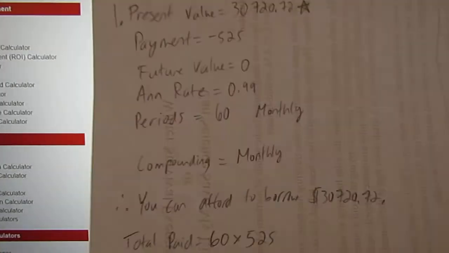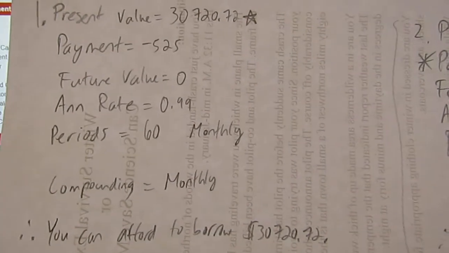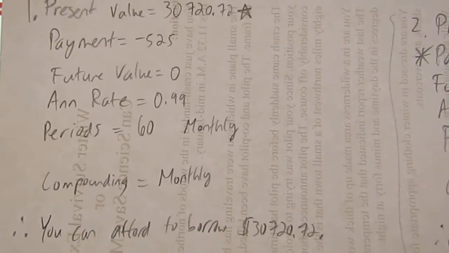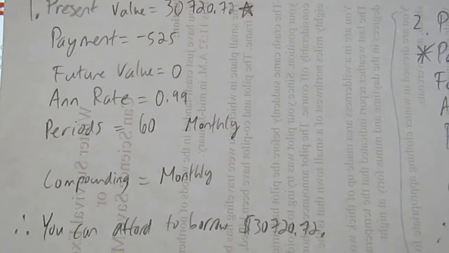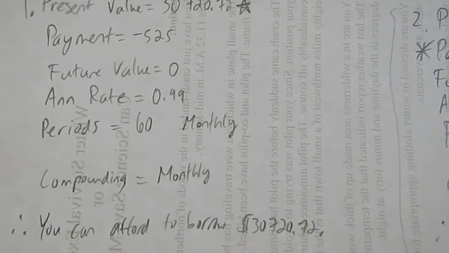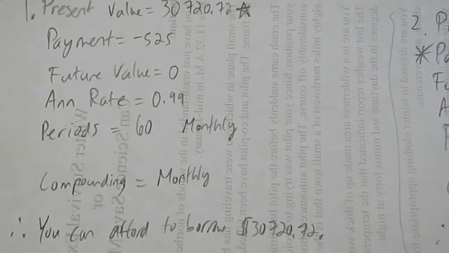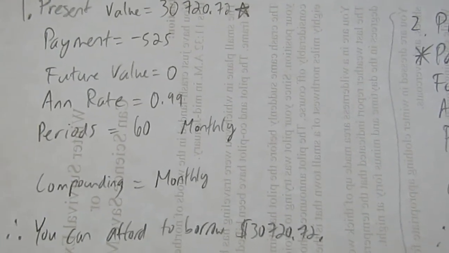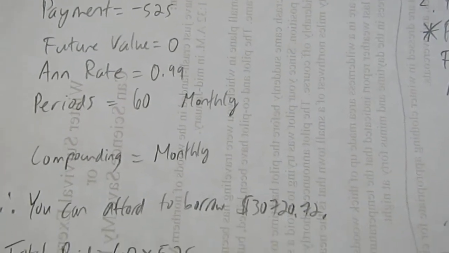$30,720.72. You should show your work on paper. Notice I've done that here. Put a star beside what you solved for. The payment was $525, make it negative, future value 0, interest rate is 0.99. There were 60 periods, and these were monthly periods, and it was compounded monthly. And so then I solve for present value, put a star. You can afford to borrow $30,720.72.